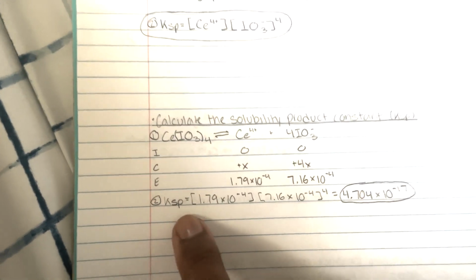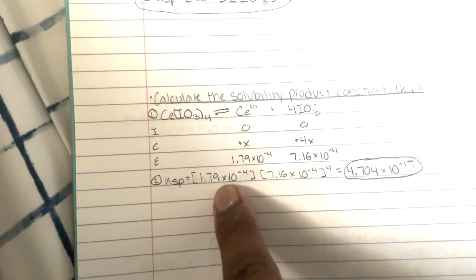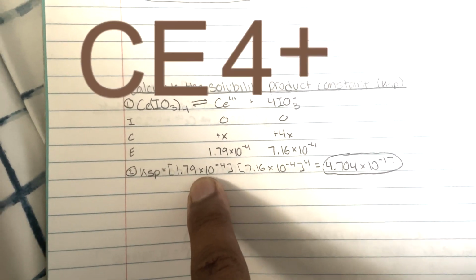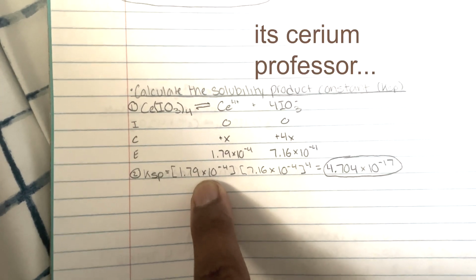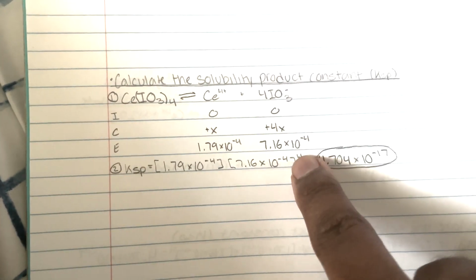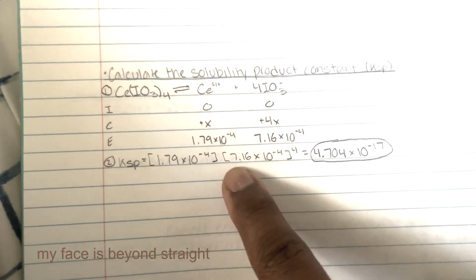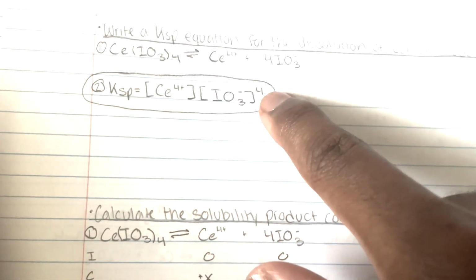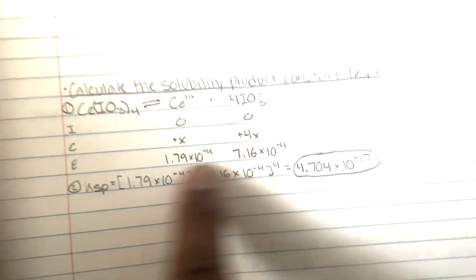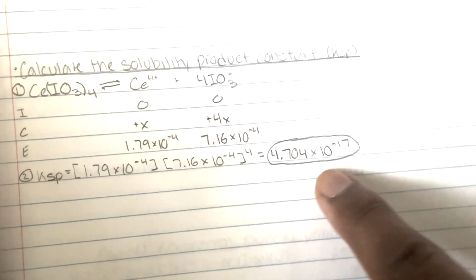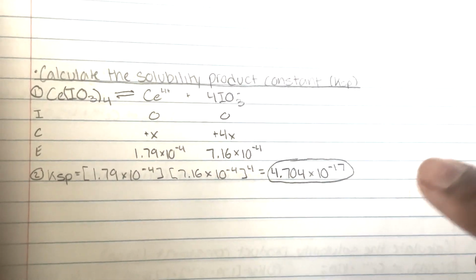So KSP equals, like I said, the equation from right here. Instead of putting these, you're putting in the x values. So KSP equals 1.79 times 10 to the minus 4, which is Ce4 plus, I don't even know what chemical that is, times 7.16 times 10 to the minus 4. But you got to remember, when you look at the equation up here, the 4 was to the power of 4. So the power of 4 goes here. Then you multiply all that out, and you get a KSP of 4.704 times 10 to the minus 17.